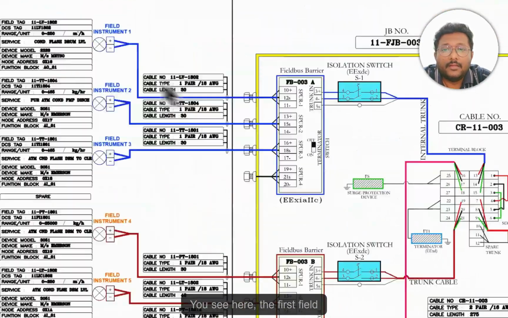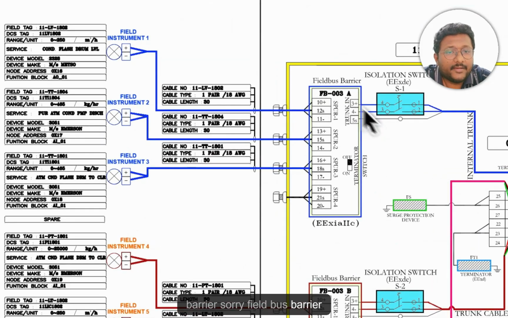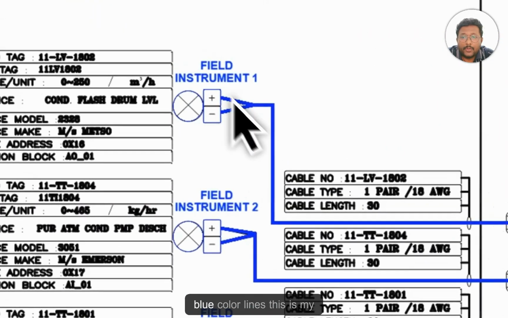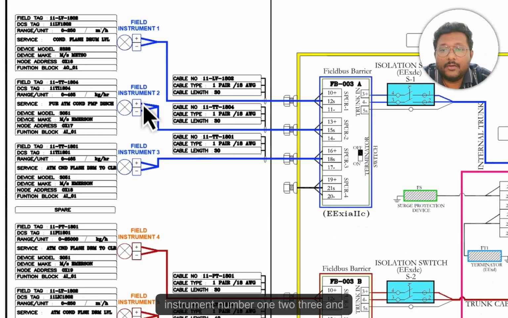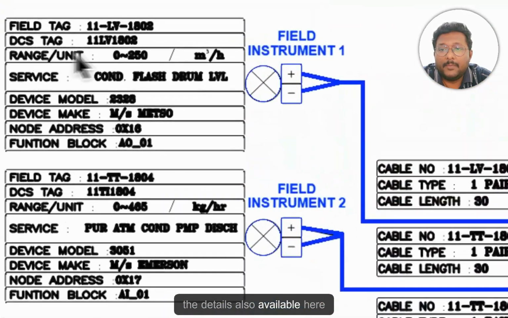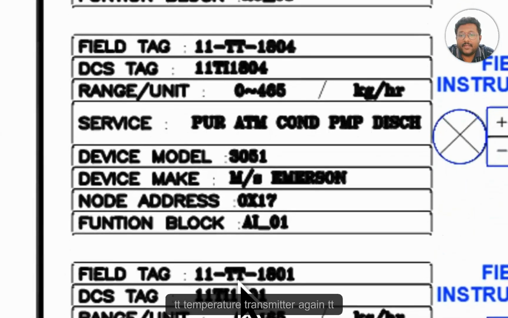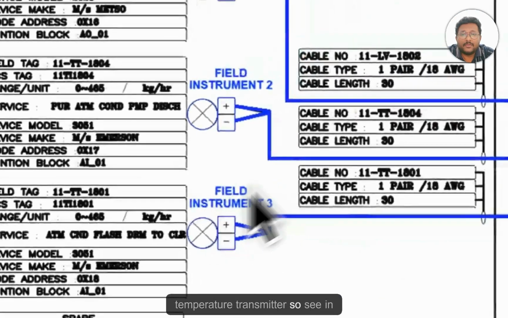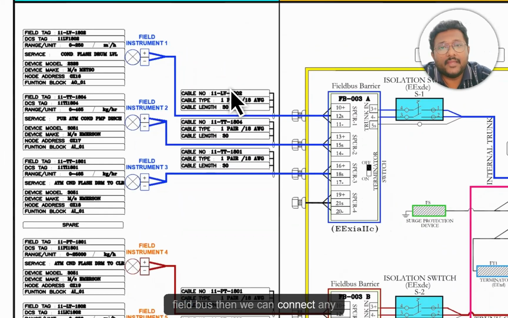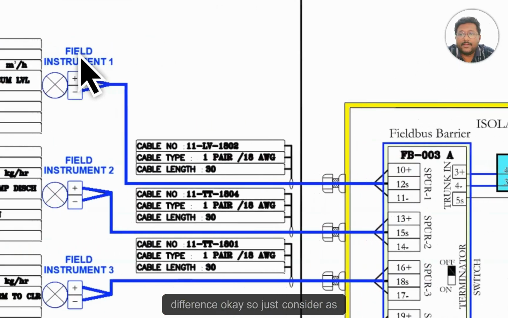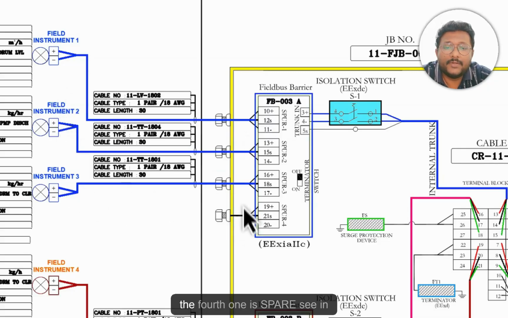If you see here, the first field barrier, just consider the field barrier as field bus barrier. See, in this field bus barrier, we have three instruments connected here. See the blue color lines. This is my instrument number 1, 2, 3, and the details are also available here. This is an LV, level control valve, TT, temperature transmitter, again TT, temperature transmitter. So see, in field bus, we can connect any type of instrument. There is no difference. Okay, so just consider them as instrument number 1, 2, 3, and the fourth one is spare.